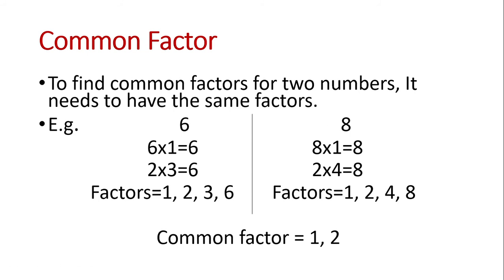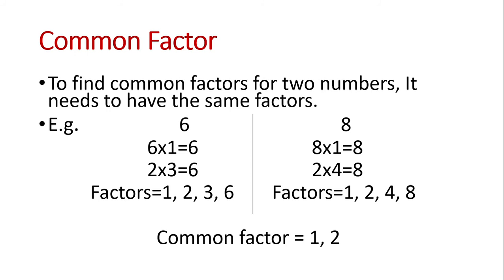So next is 4, which has 8. 4 into 2 is 8. So this is just switching, so you don't need to write it again. But for you to understand, for it to be easier, you can do that. But I did it like this for less space. So the factors of 8 are 1, 2, 4 and 8.